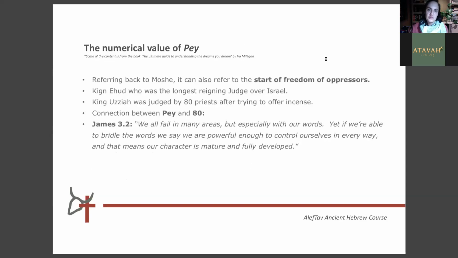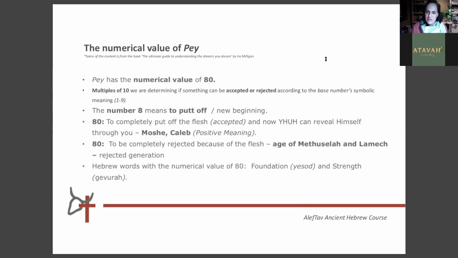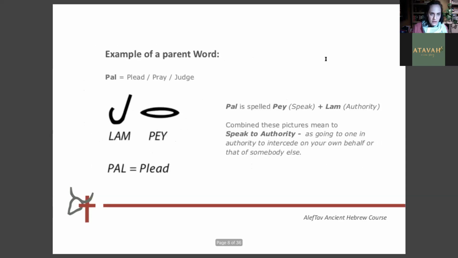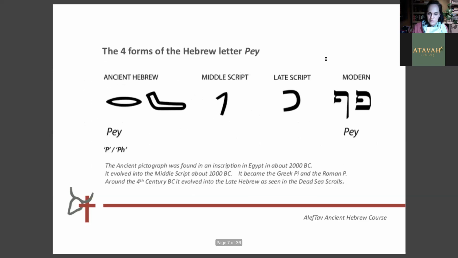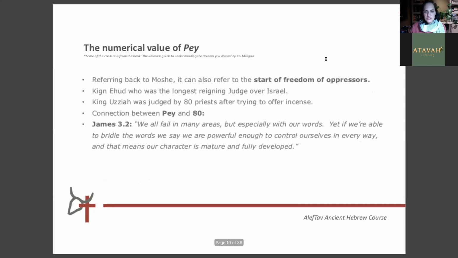Again, if we look at the story of Moshe and how he went to Egypt to free the people of Abba, 80 can also refer to the start of an era of freedom from oppressors. What's interesting to me is that Sukkot is the only feast that has 8 days and not 7 like Pascha. And again, 8 refers to putting off the flesh, and that there's a new season, a new era coming, a new beginning, which will then be eternity or 1,000 years of peace with Messiah.